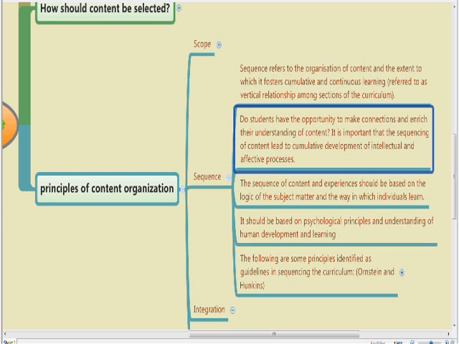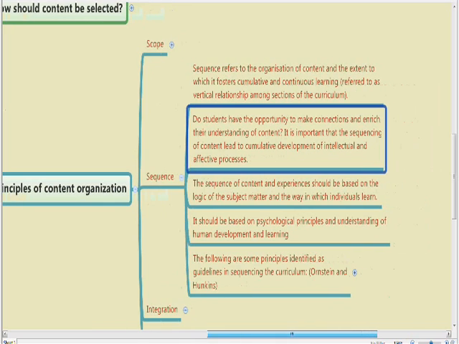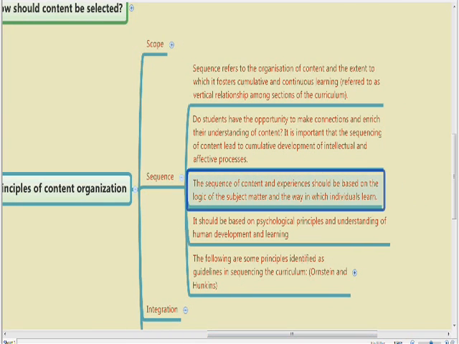It is important that sequencing the content leads to curriculum development of intellectual and affective process. As I told you, they all are kind of repeating, but they are all given prominence here. So the next one in sequencing is the sequence of content and experience should be based on logic of the sequence of the subject matter and the way in which individuals learn.